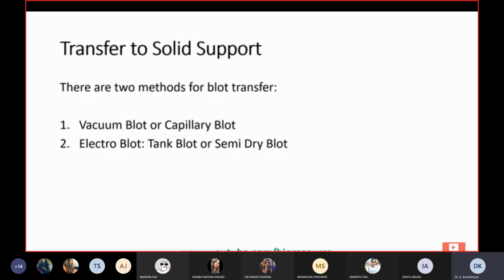Since the DNA fragments are double-stranded, they need to be denatured by pretreatment with alkaline solution. The most commonly used alkaline solution is sodium hydroxide.